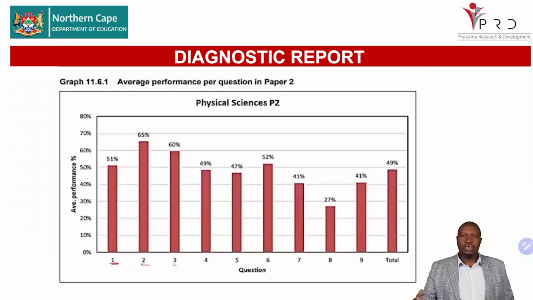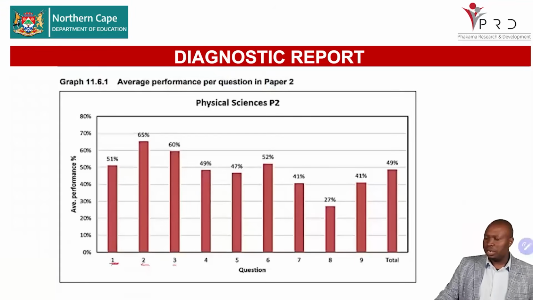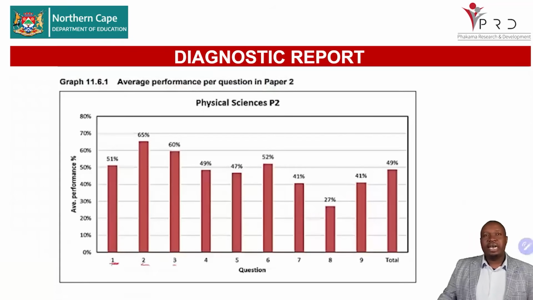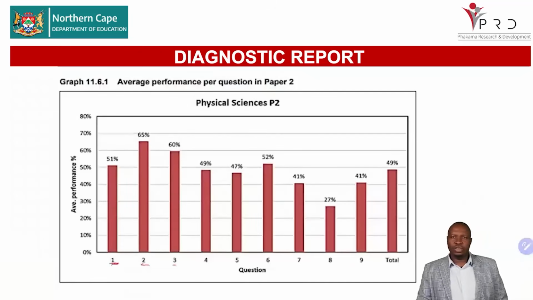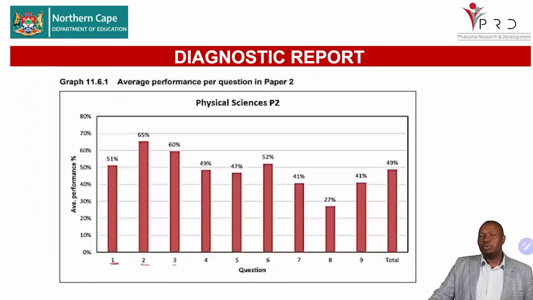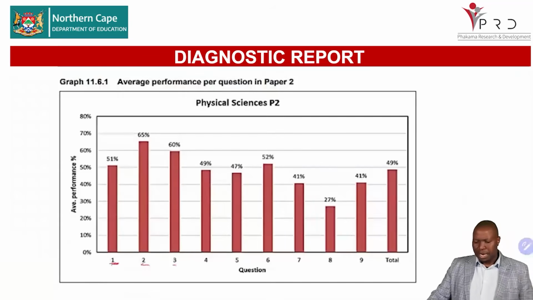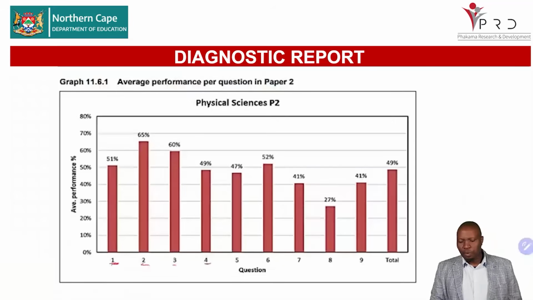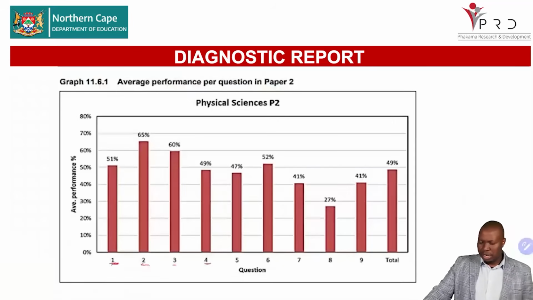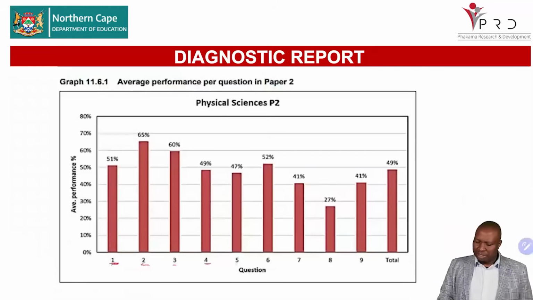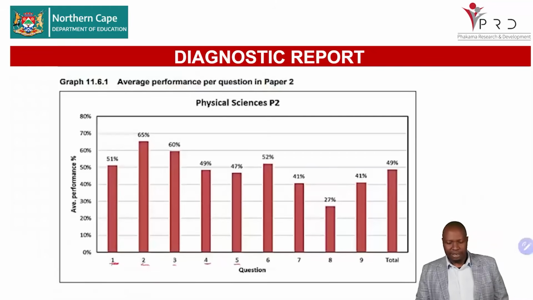Remember, question 2 is your naming and isomers. We refer to it as nomenclature. And then question 3, that is your physical properties. Remember, learners, we do 3 physical properties, which is your melting point, your vapor pressure, and your boiling point. And then in question 4, we're talking about reactions of organic molecules. Learners performed at 49%. You can see the performance in terms of reactions goes down. Question 5, which is rates of reactions, is at 47%.